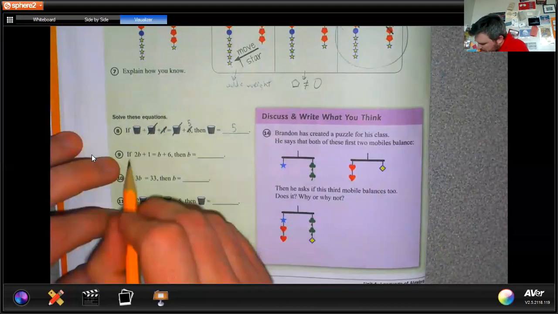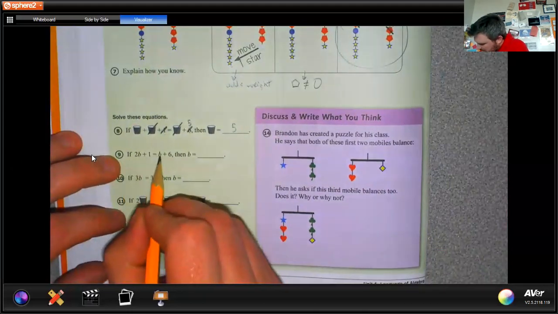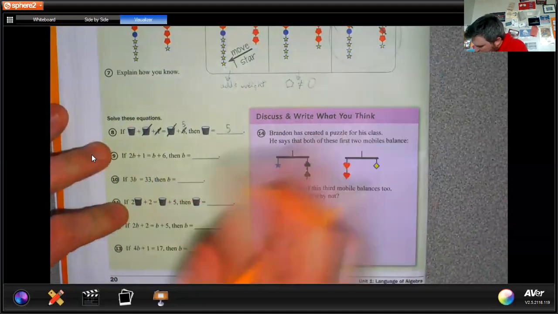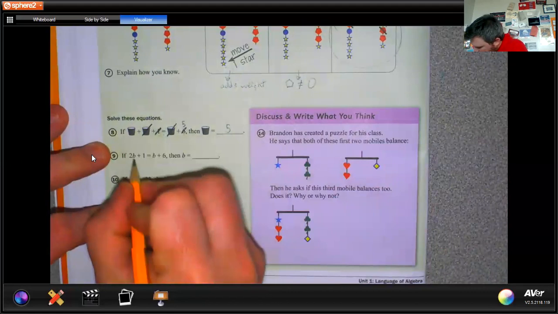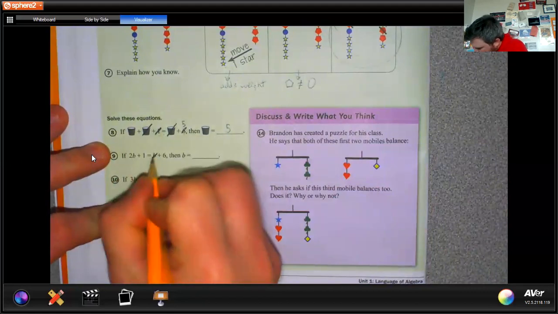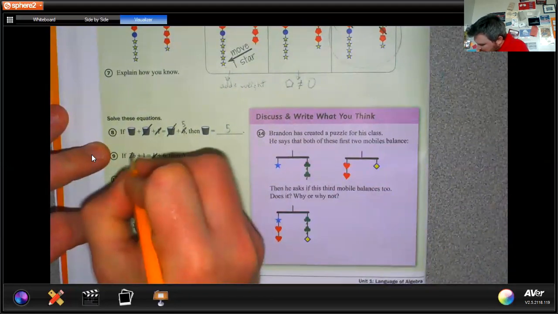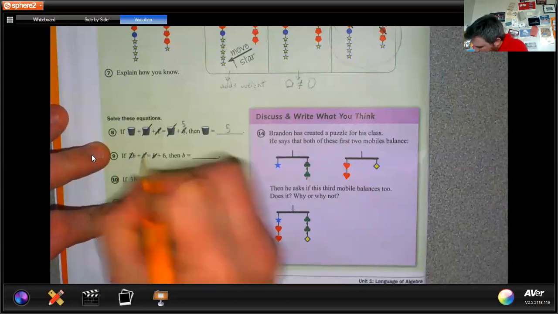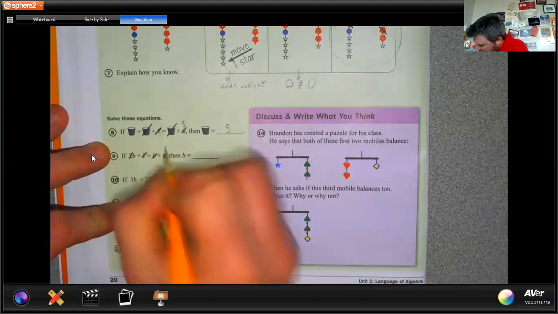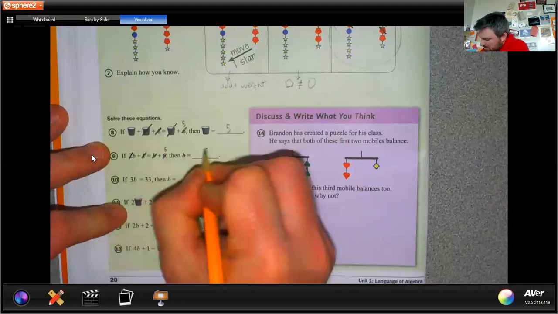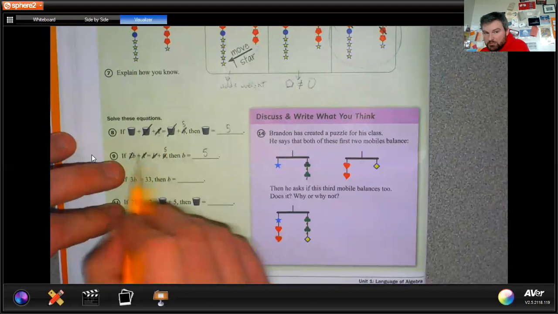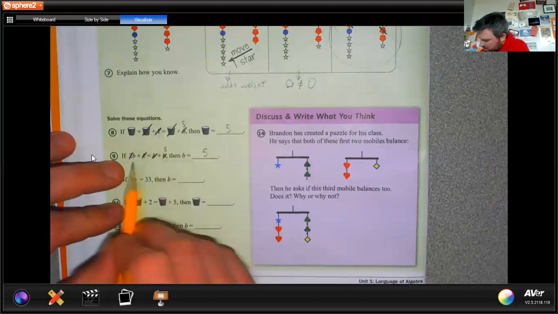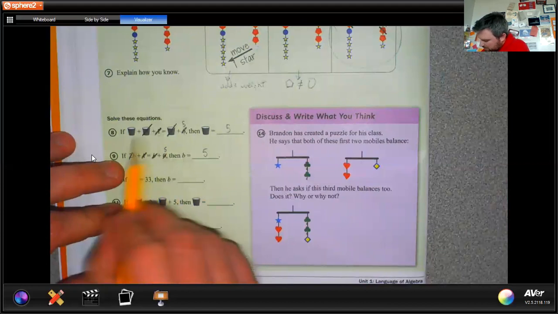If 2b plus 1 equals b plus 6, then b equals. Okay, so we're going to cancel out a bucket here and a bucket there, so I only have one bucket. We'll cancel out a marble here with 1 over here, leaving 5. So bucket equals 5. Do you notice that these two are the exact same problem? Okay, just rewritten. This is abbreviated, and this has buckets in it.